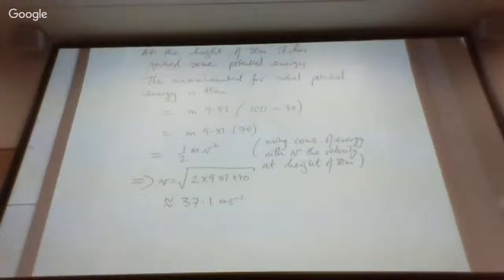Then I'd just like to show you an application of the conservation of momentum as well. This is actually combined with the conservation of energy principle.